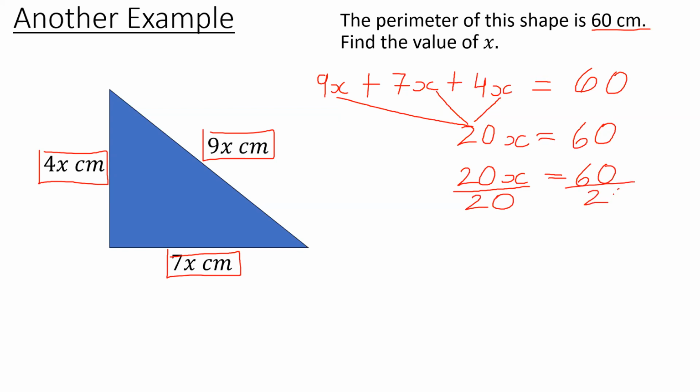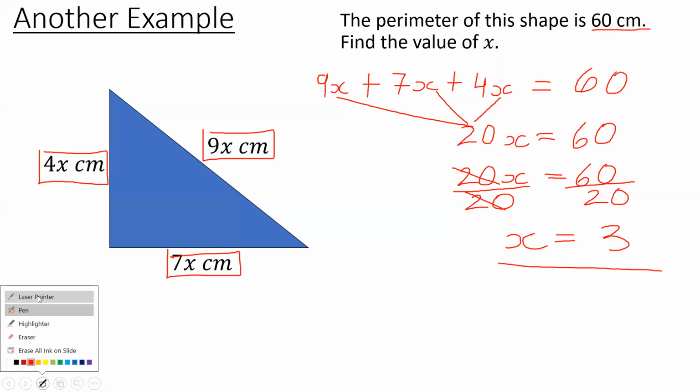That's 3. What do we do at this point? We cancel out the 20. So x is going to be equal to 60 divided by 20, which is 3. Very good. So x is equal to 3. So when this comes in your exam, please do not forget it. You have to add up all of the sides of the shape that they give you, set it equal to the perimeter, and then solve the equation.